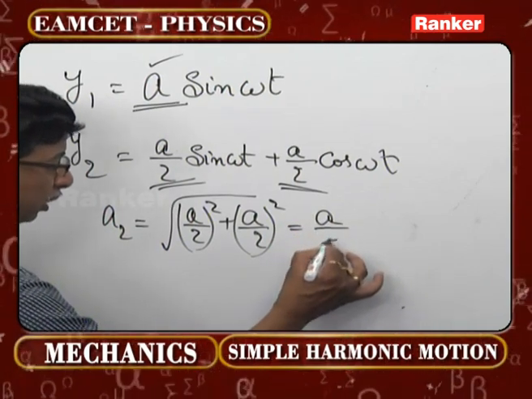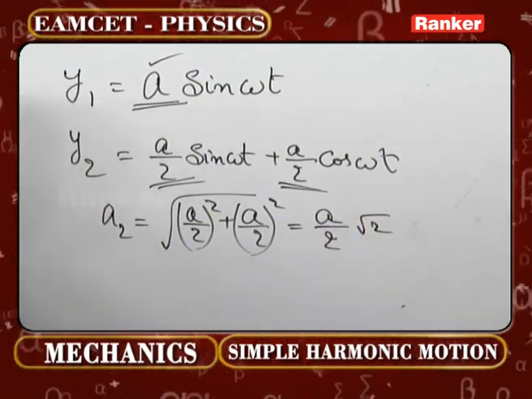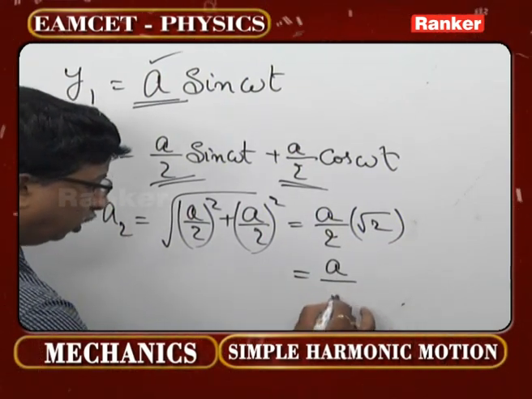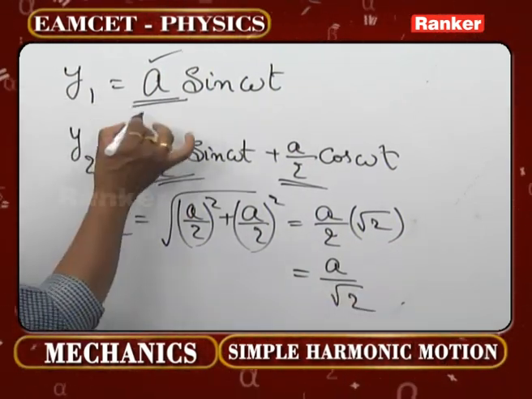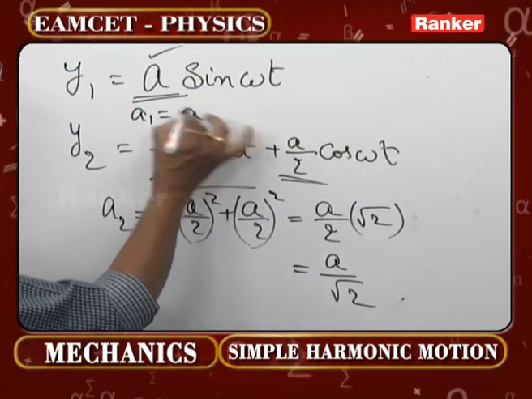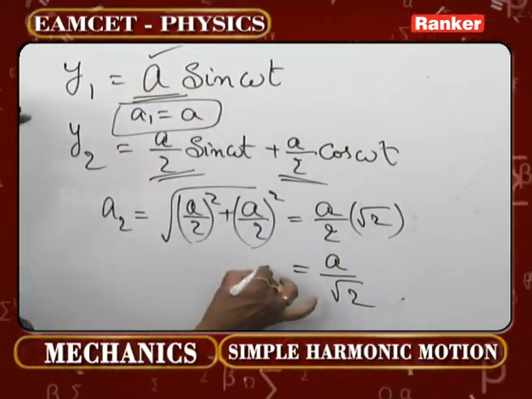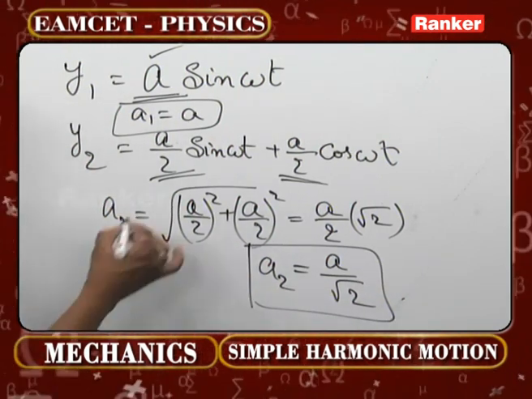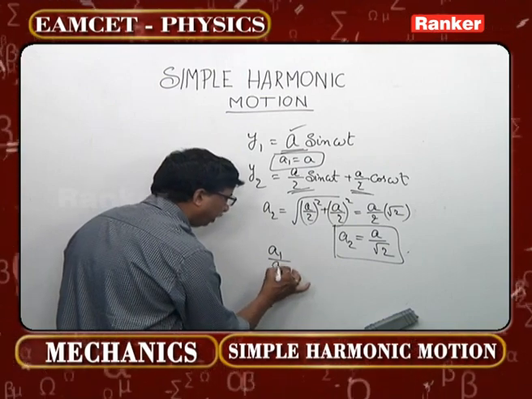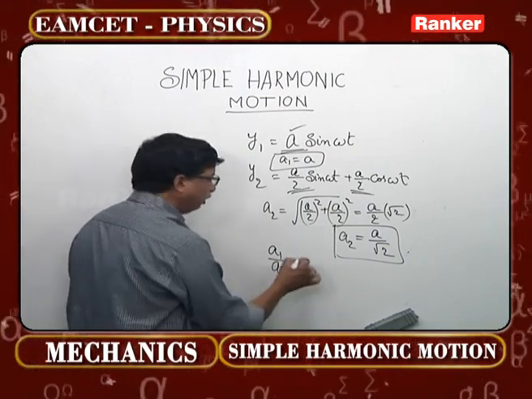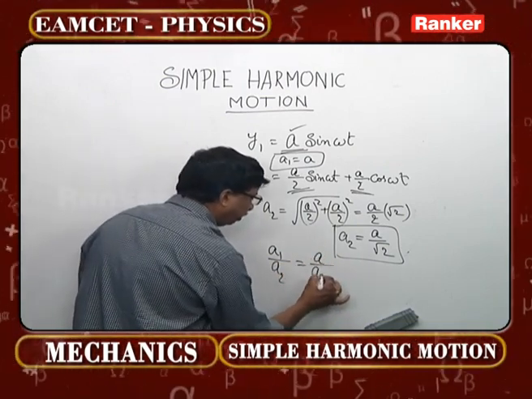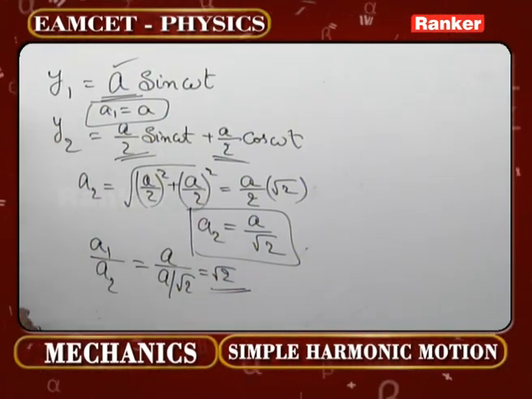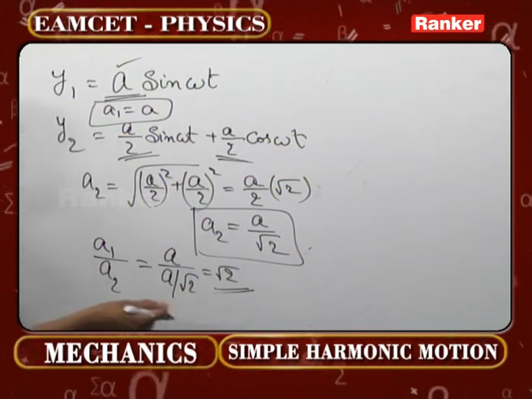Is it not a by 2 root 2? You can write the same thing this way also: it is a by root 2 as such. So what will be a1 according to the first equation? It is a. What will be a2 according to the second equation? It is a by root 2. What is the ratio of a1 to a2? That is the question asked. So a by root 2. Now a getting cancelled, what is left over? Root 2. In fact it is root 2 is to 1.